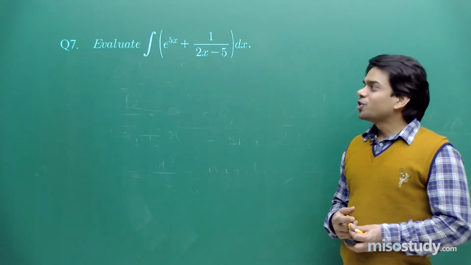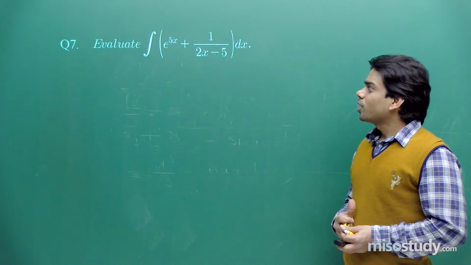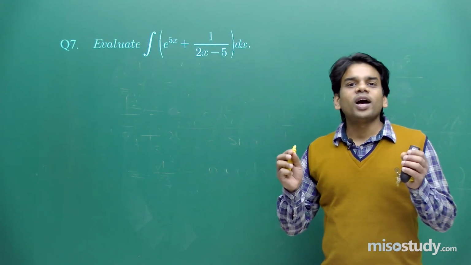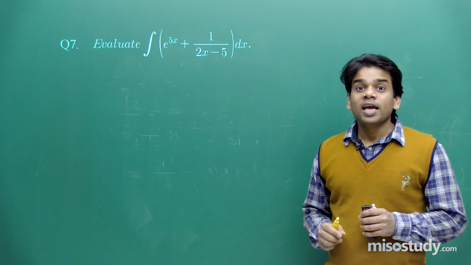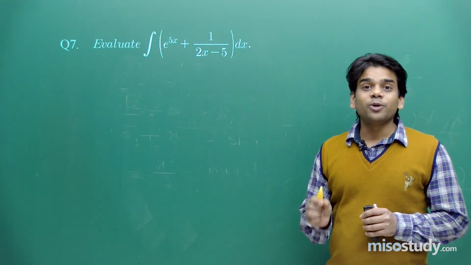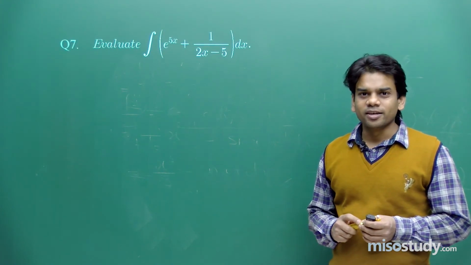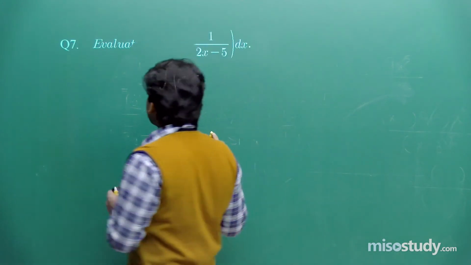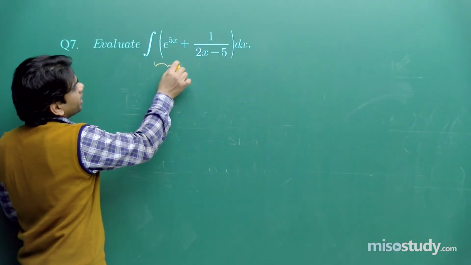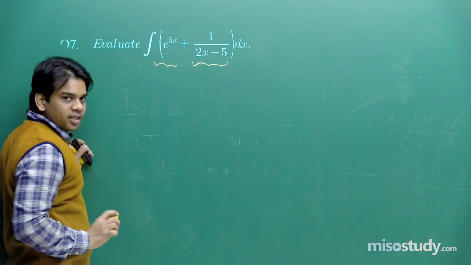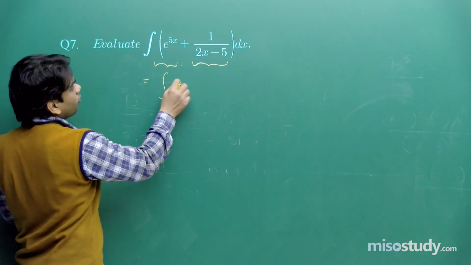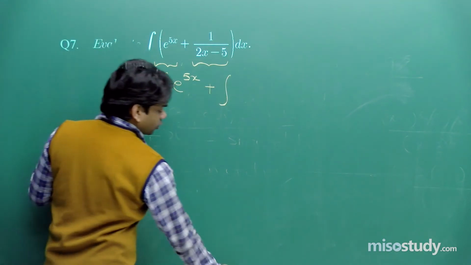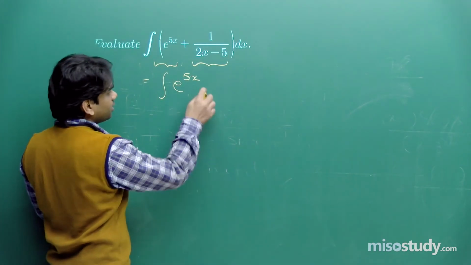Again, our integration question: integrate e to the power 5x plus 1 upon 2x minus 5. Now remember, whenever you have any general formula and a constant multiplied with x, how are you going to integrate? For example, here you see e to the power 5x. You first have to integrate each of these functions separately. So I can write this as integration of e to the power 5x dx, and I should also write dx to denote it clearly.